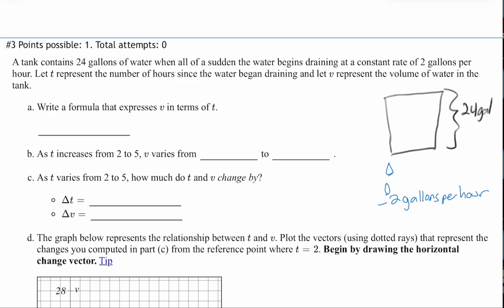So then it says that let T represent the number of hours. So it's a good idea to write that down. And then V is the volume of the water in the tank.